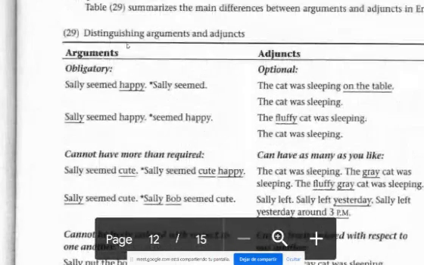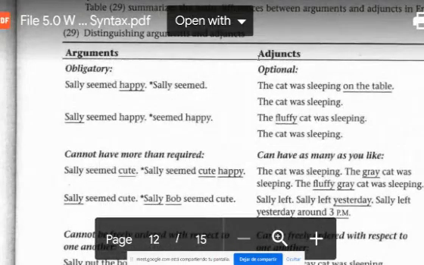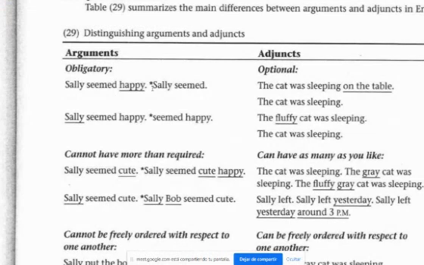And here we have a chart in which you have arguments which are obligatory. Sally seems happy. Seemed is a verb that requires another argument. So you cannot say "Sally seemed," because seemed requires an object, so two arguments.